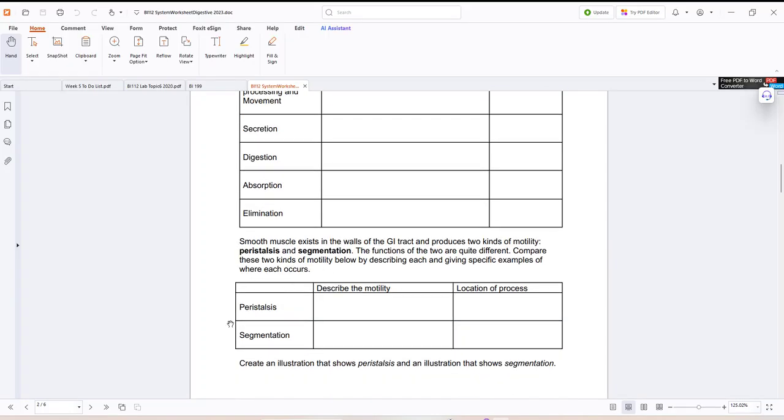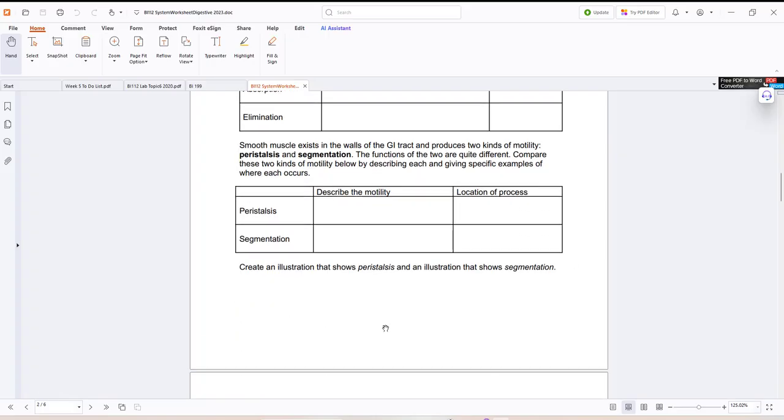And then here you're defining the terms. What's the difference between peristalsis and segmentation in relation to motility in the digestive tract? Just be careful if you're using Google, because segmentation is going to give you a different definition if you just search that. So make sure it's related to the GI tract, and then where it's occurring in the digestive tract.